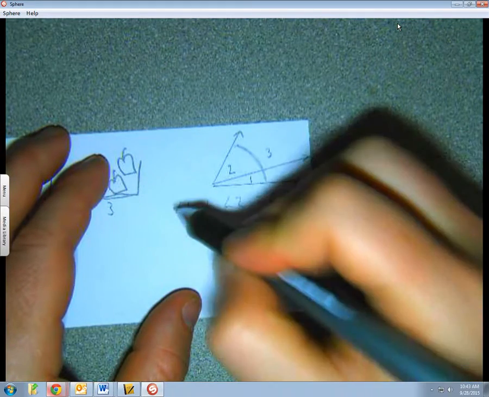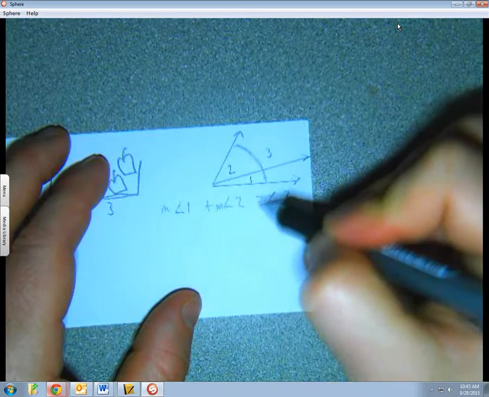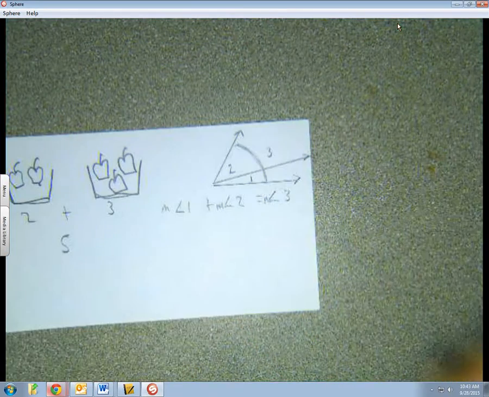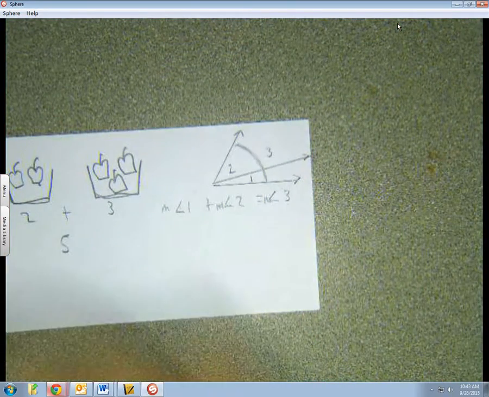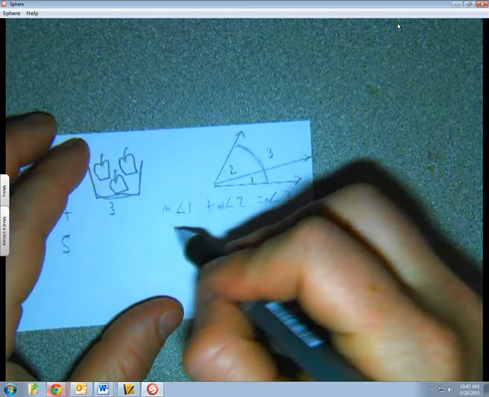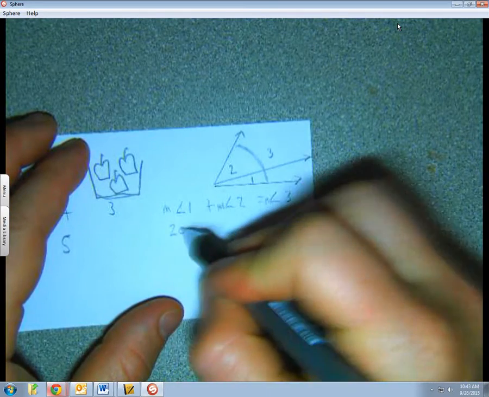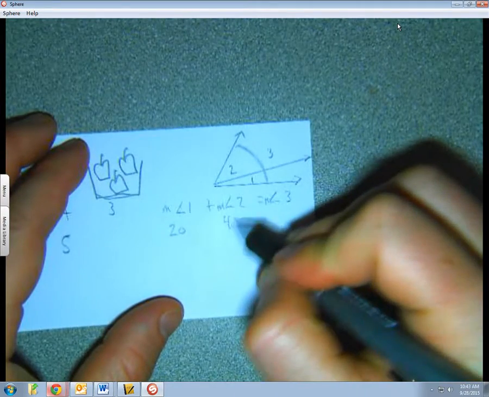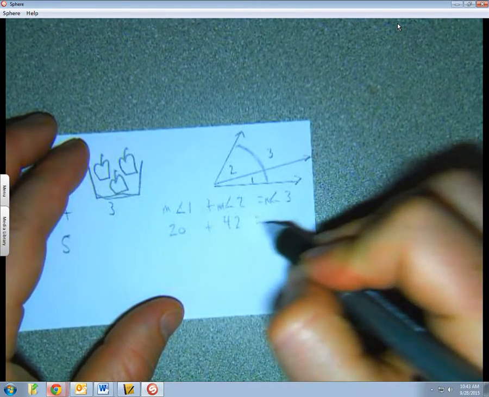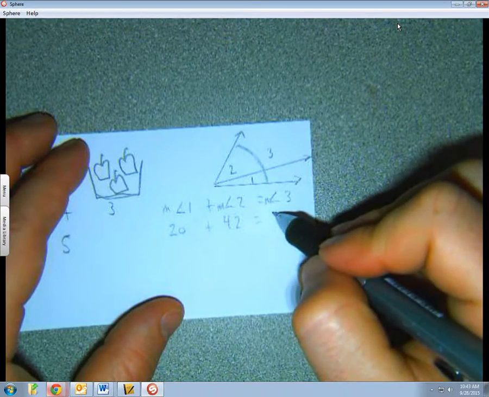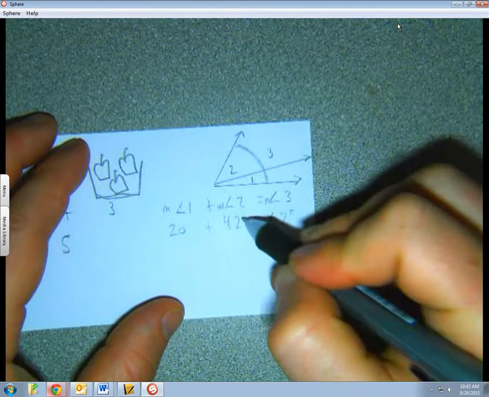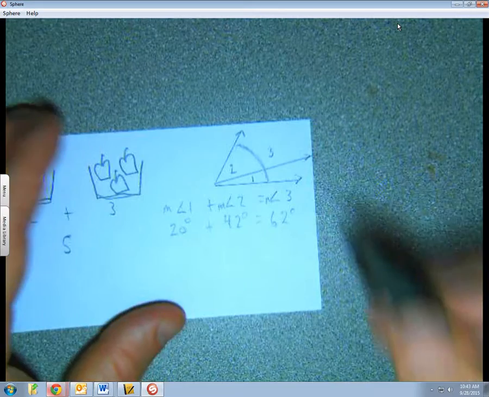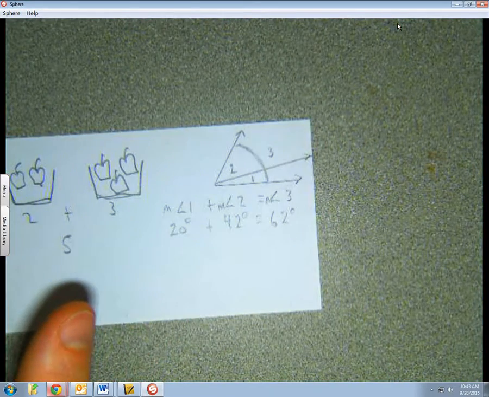And I would say the measure. So that's really what angle addition postulate is. So for example, if angle 1 was 20 degrees and angle 2 was 42, then angle 3 would be 62. Right? And that's really all we're doing.